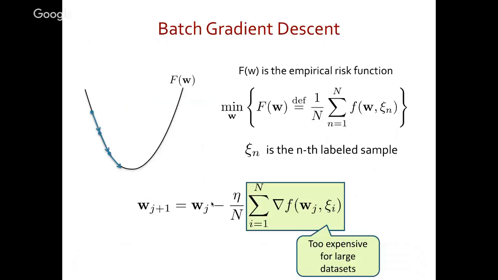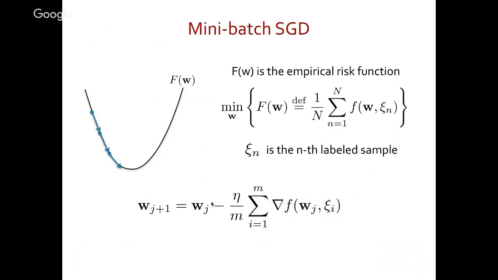That is why what is used in practice is a different version of this, which is called mini batch gradient descent or mini batch SGD.